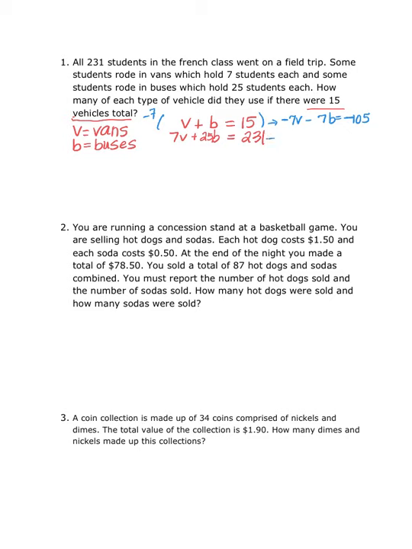Okay, bring my other equation straight across. So 7V plus 25B equals 231. Now I'm going to add straight down. Adding straight down makes my V's cancel. So -7B plus 25B is 18B. And -105 plus 231 is 126. Divide both sides by 18. And 126 divided by 18, let me punch that in right quick.